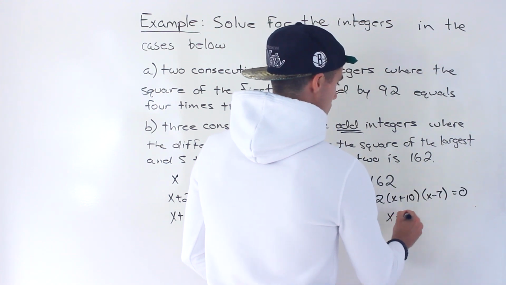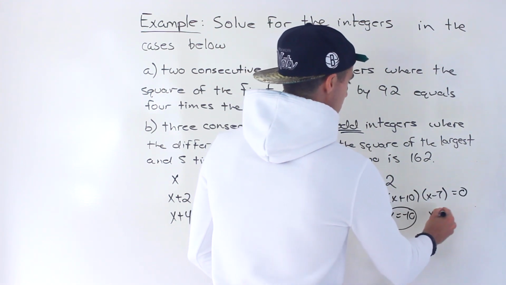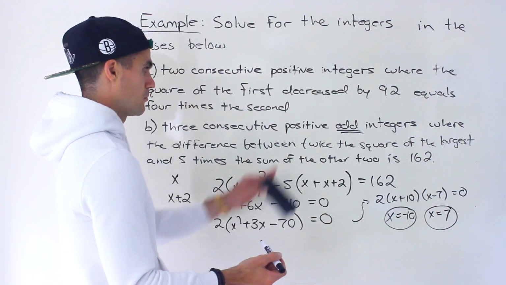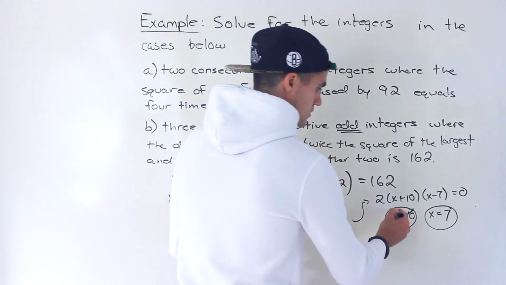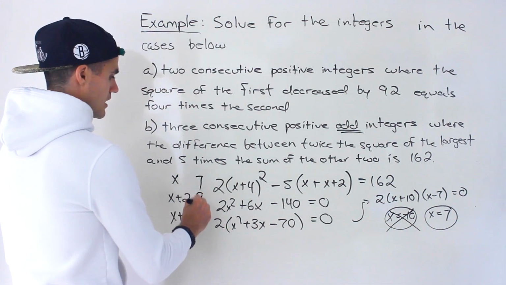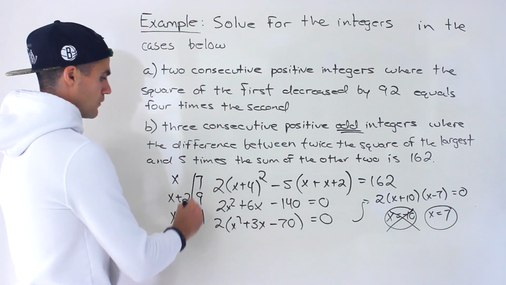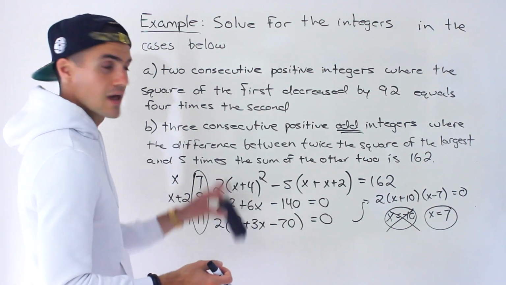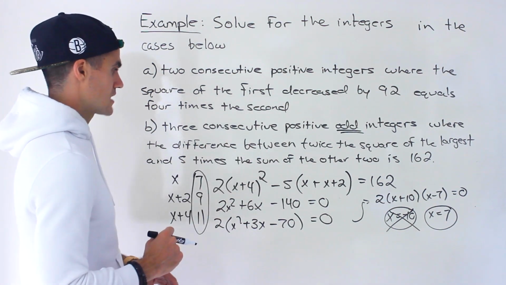Notice we get two solutions, x equaling negative 10 and x equaling 7. But they want positive integers, so we would ignore the negative 10. And so it would be 7, 9, and then 11. That would be the set of 3 consecutive positive odd integers that satisfy this statement.